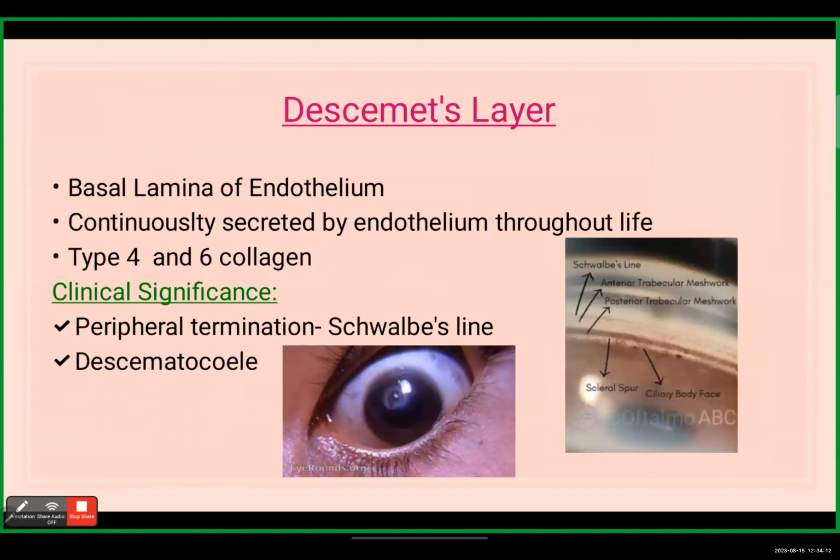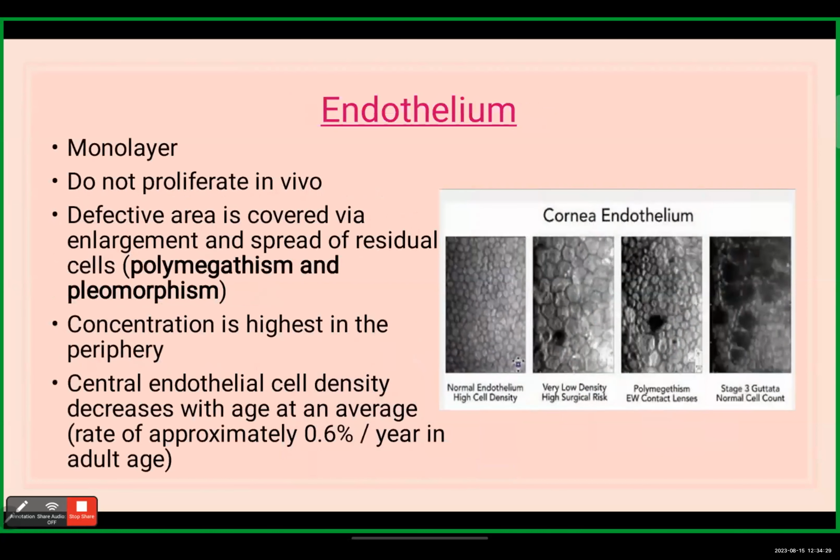Now moving on to Descemet's layer. As you can see, Descemet's is the basal lamina of the endothelium, and its peripheral termination is known as Schwalbe's line. And in cases of ulcer, there is generally a complication seen known as descemetocele, which is nothing but the protrusion of this layer due to damage to all the other layers above.